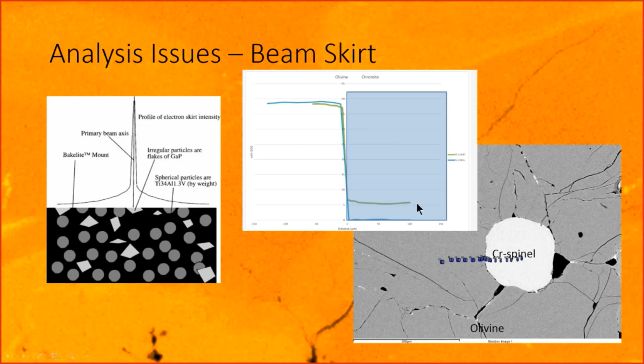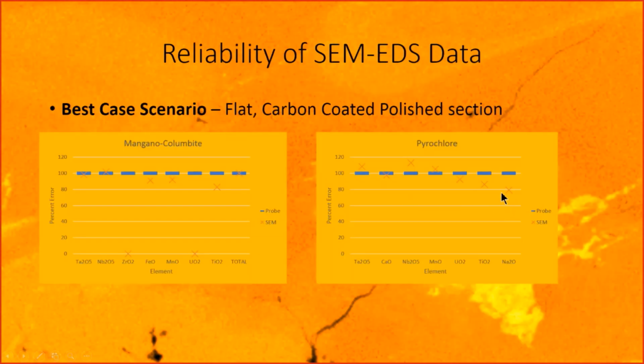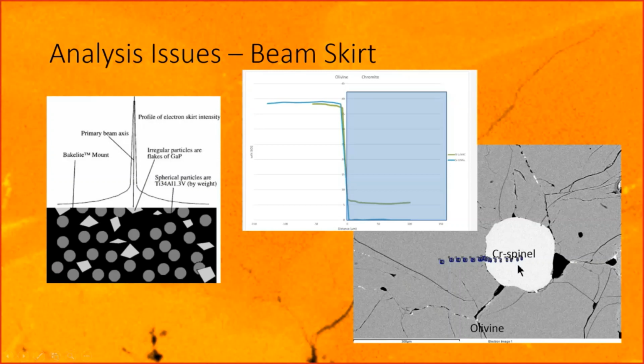And so if you look at this, this is a profile of silicon as we cross from here to here. And you can see in the center of that grain, I'm still getting around 5 to 8% SiO2, even though we're 100 microns away from that boundary. So that's what I meant by the beam skirt effect. You can see here the beam skirt coming down, and you can see the influence here. So you're getting X-rays from a large area. Sorry about that. All right, let's go back.